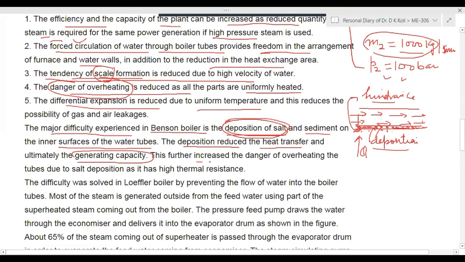This problem further increases the danger of overheating, because when the salt is on the surface, it will prevent the heat flow to the water inside the pipe. Because of that, there are chances of overheating of the tube due to the salt deposition, as it has a high thermal resistance. This salt will not allow heat to flow through it, and heat will not reach the area where the water particles are. Because of that, it will create the problem of overheating.